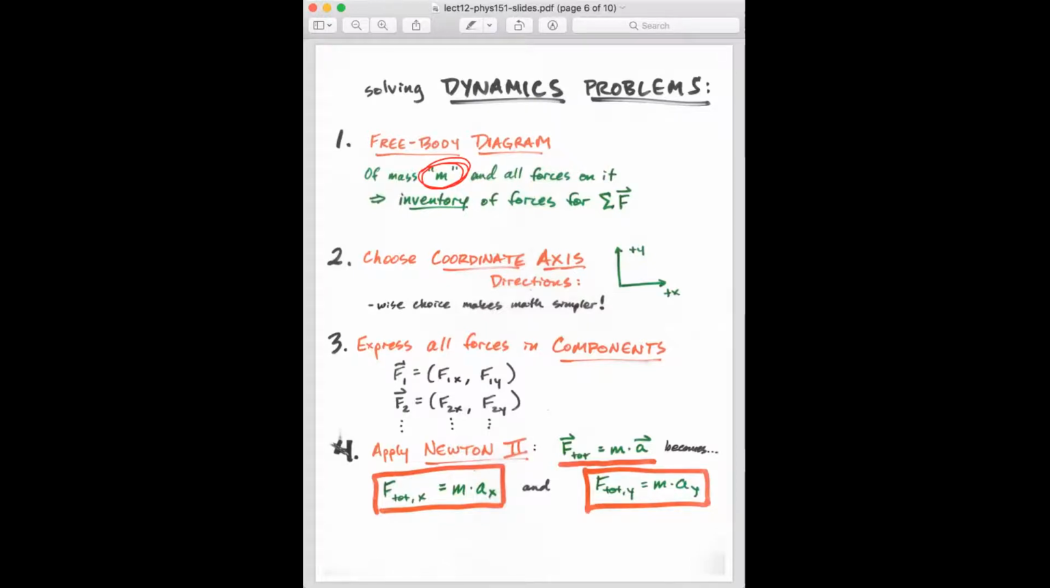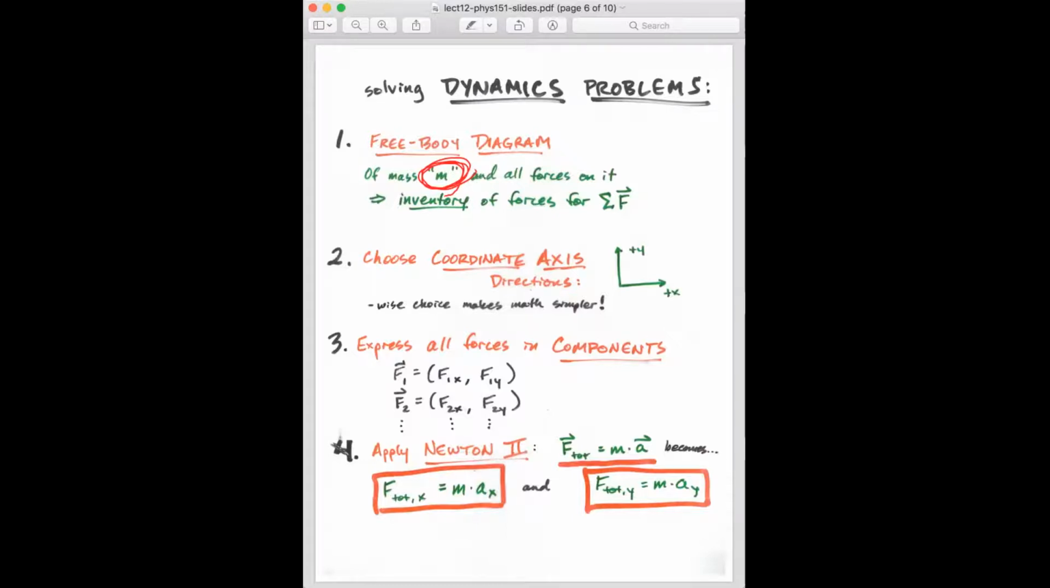Okay, so we'll just have to look at the problem and try to decide what the object of interest is. Now, sometimes the object of interest is a system of objects, so it might be a collection. If you have several books sitting on a table stacked together, maybe you want the whole stack to be your mass m. Or if you're interested in just one particular book and the force is acting on that one book, then maybe you just want that one book to be the mass m.